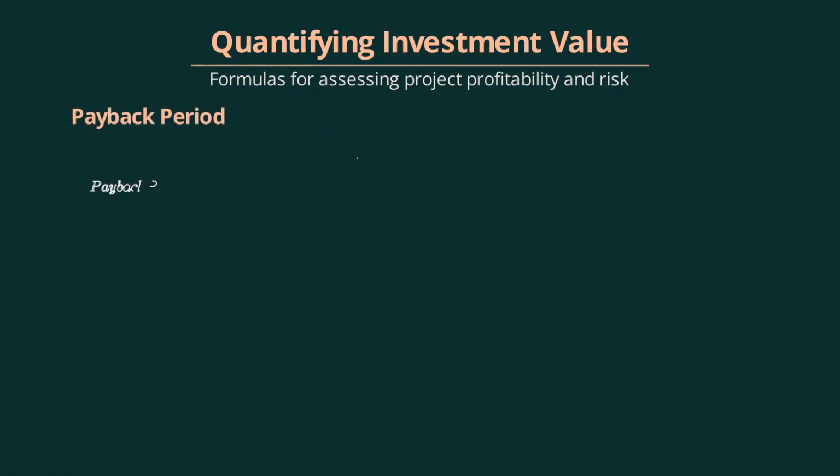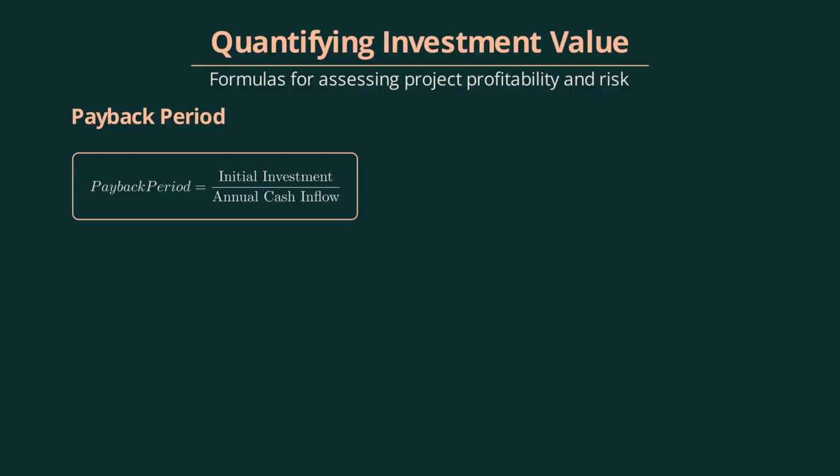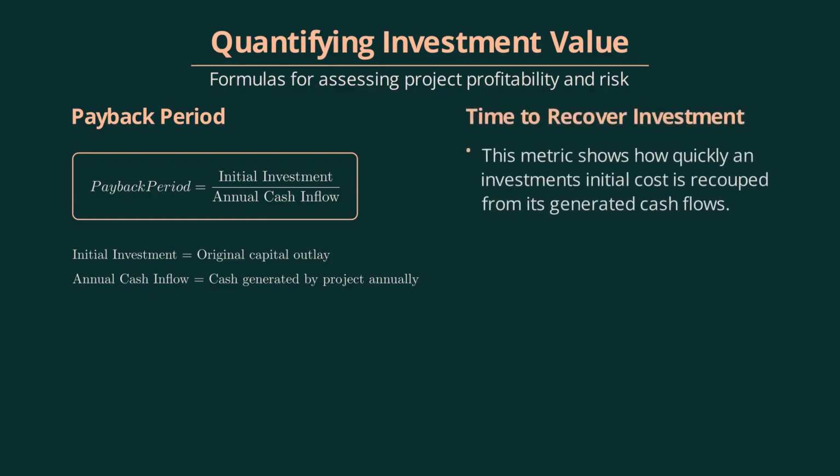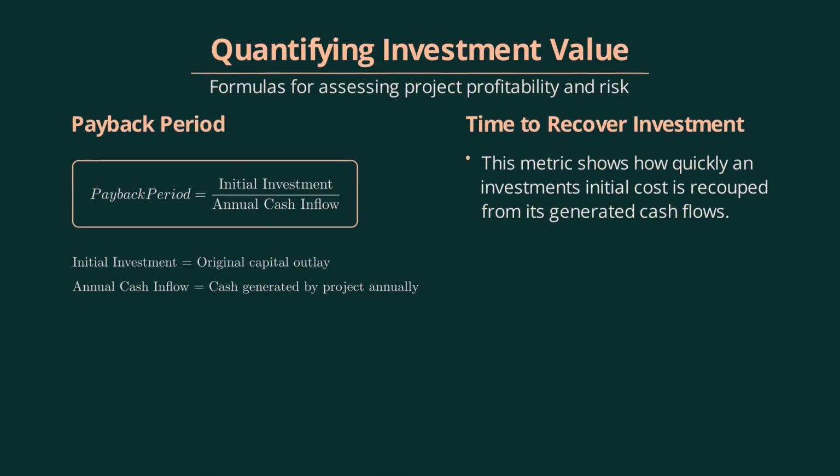Lastly, let's discuss the payback period, a straightforward measure of how quickly an investment recovers its initial cost. The payback period is calculated by dividing your initial investment by the annual cash inflow generated by the project. Initial investment refers to the original capital outlay, the total amount of money you first put into the project. Annual cash inflow is the consistent amount of cash that your project generates each and every year. This metric quickly shows you the exact time it will take to recover your initial investment from project earnings. It directly tells you how fast an investment's initial cost is recouped by the cash flows it generates.